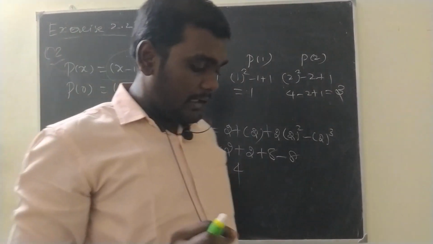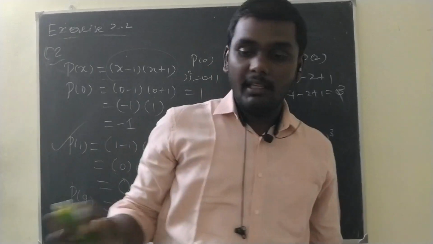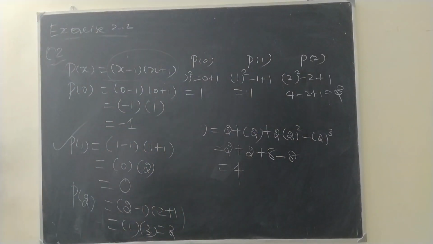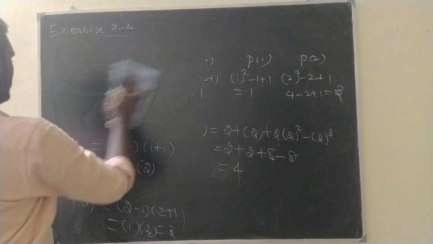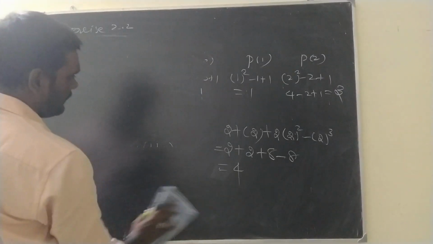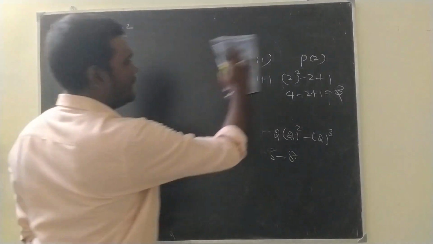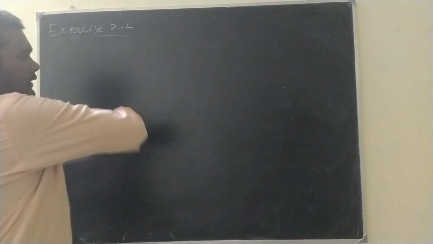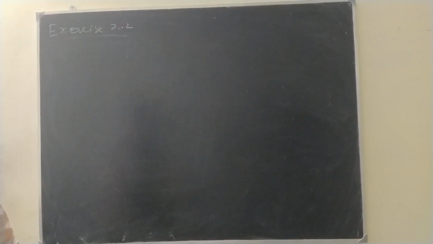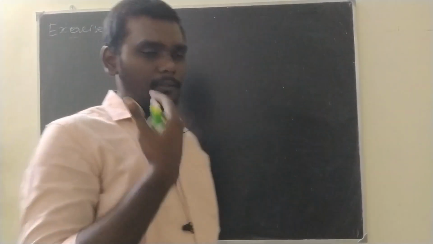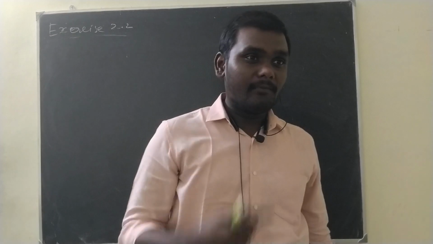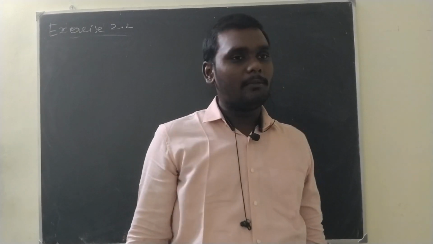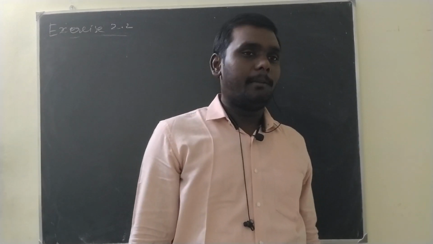Okay, find the zero of the polynomial in each of the following cases. How should we find the zero? So far, we haven't been exposed to anything called finding zeros of a polynomial. So far, we know we substitute a value. If that comes zero, we can say it is a zero of the polynomial. If that does not come, it is not a zero of the polynomial.